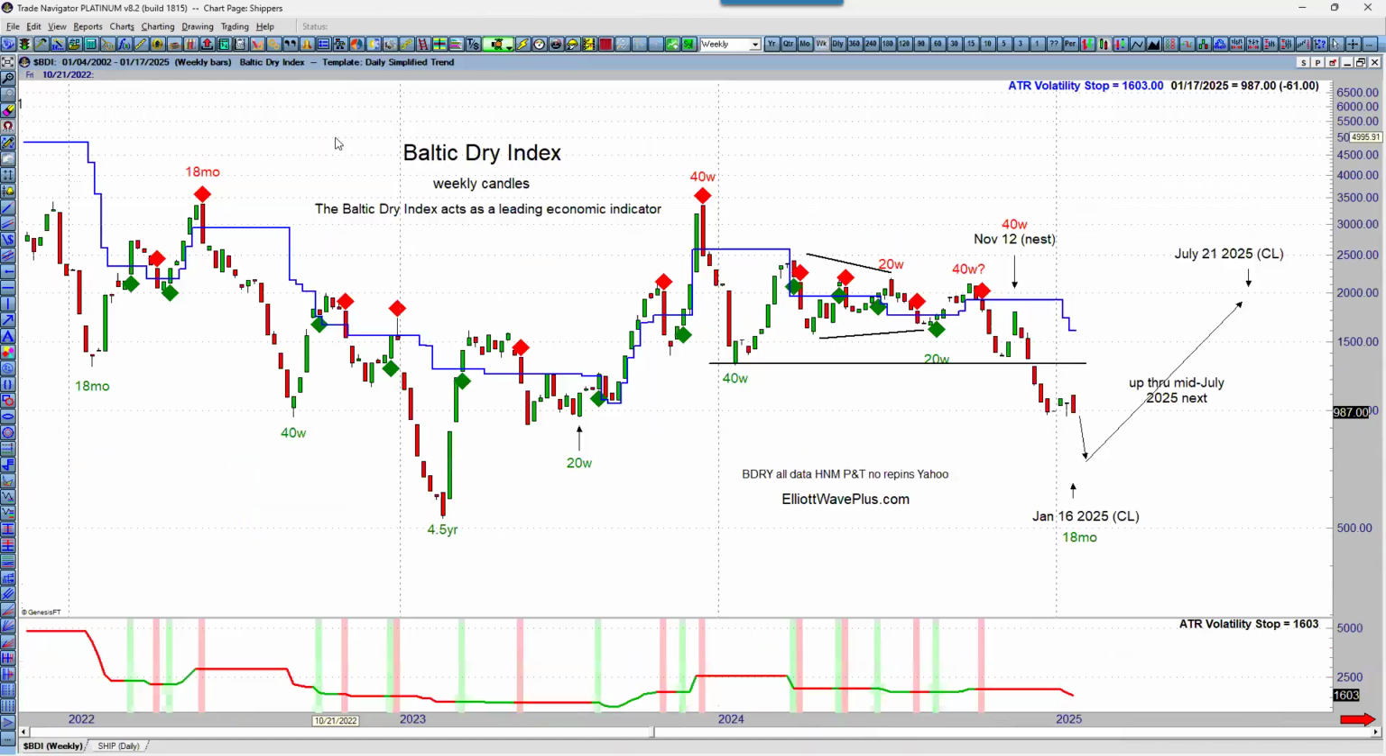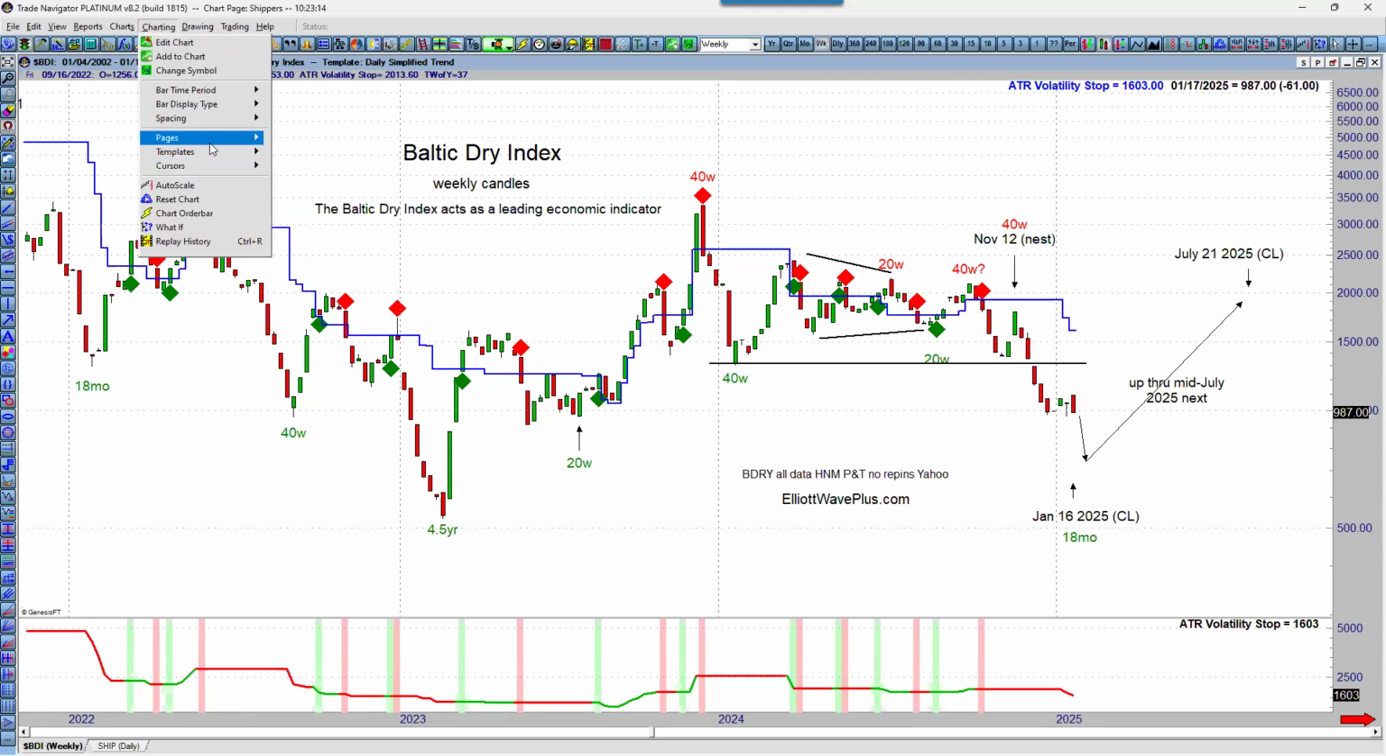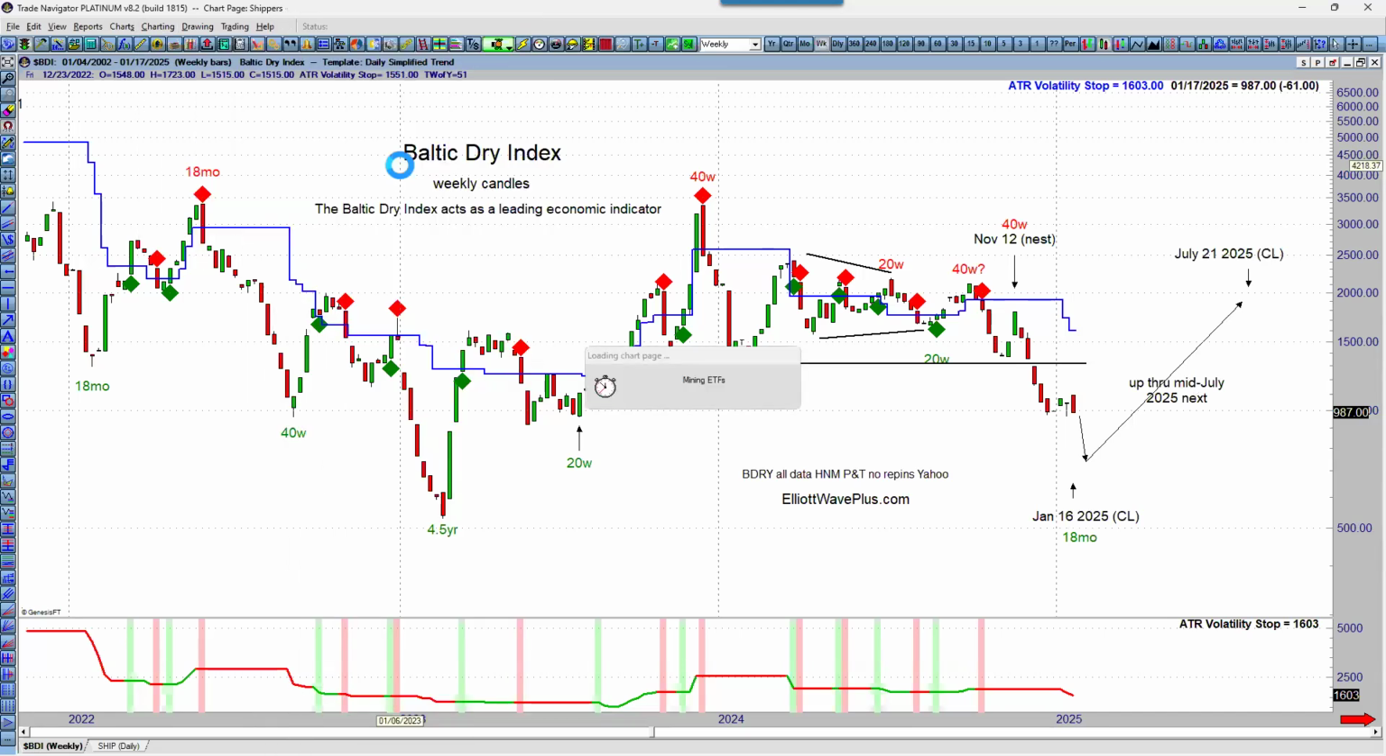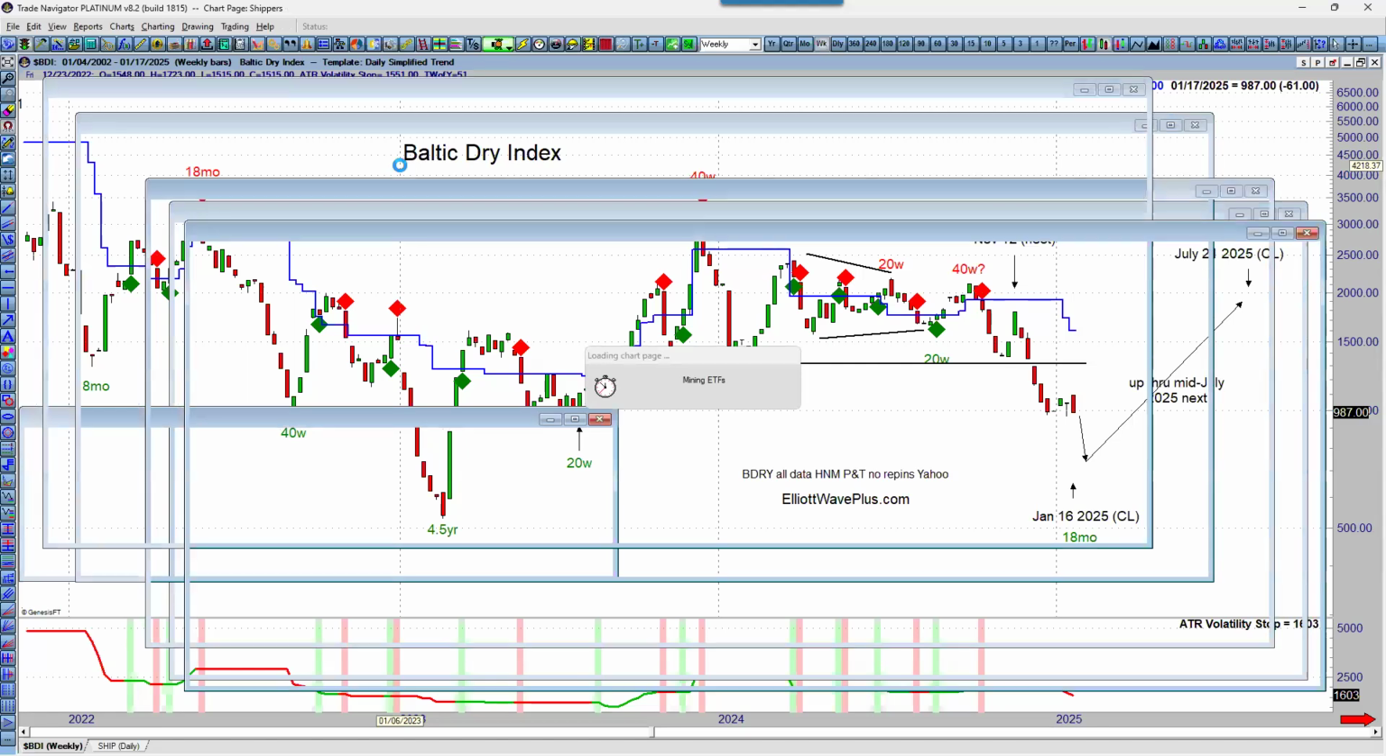Shippers, a very, very quick look at the Baltic Dry Index. It has resumed its downward price action. I think it needs to complete a 1, 2, 3, 4, 5 wave structure to the downside. As far as Hurst is concerned, it's moving down into an 18-month cycle trough, which theoretically was due in mid-January, but I think it needs to finish that 5-wave down structure. And then bullish out of that up through July of this year. Mining ETFs are next.